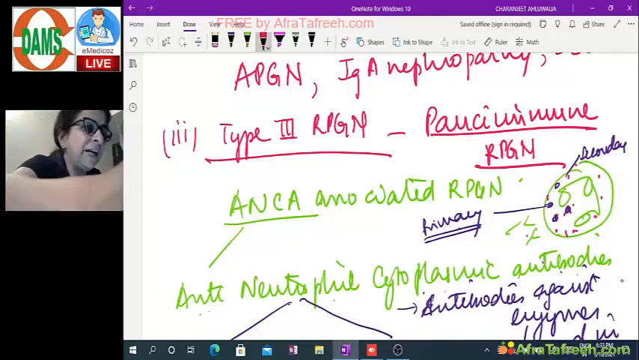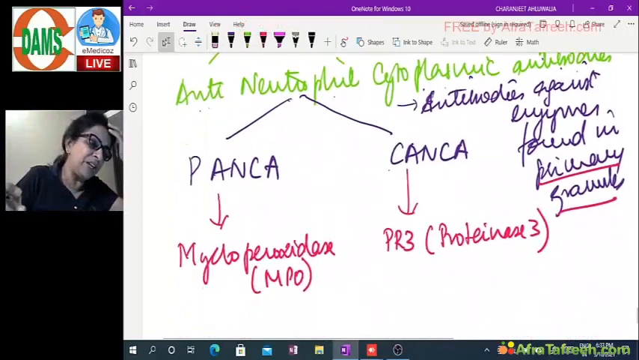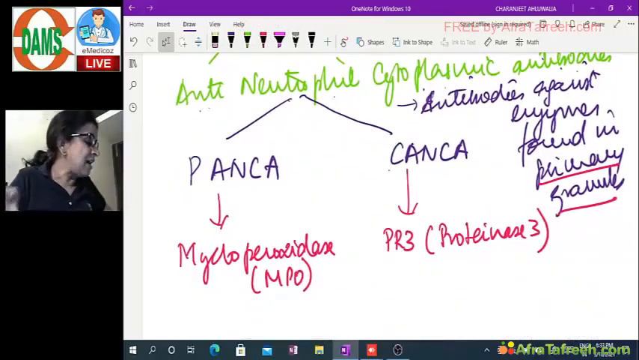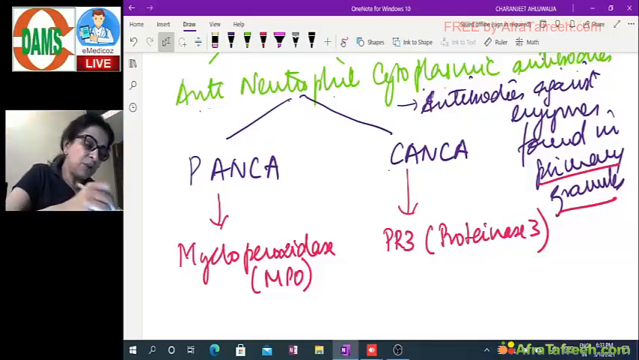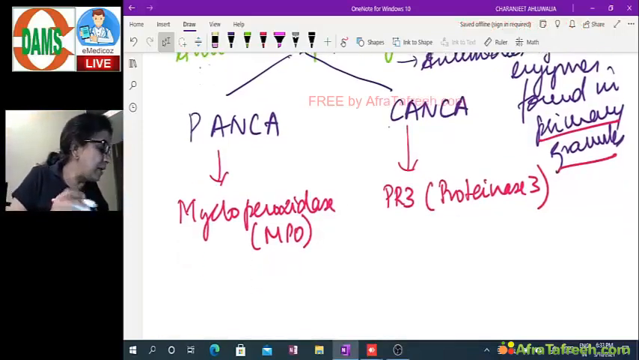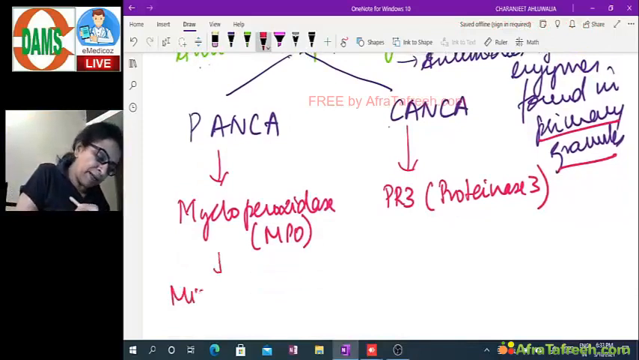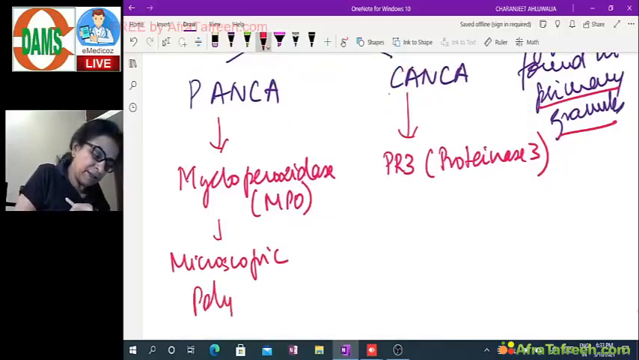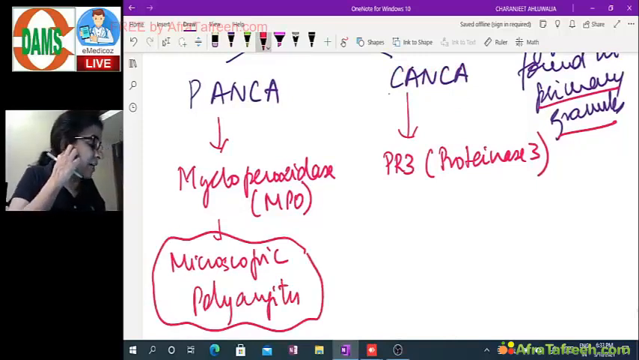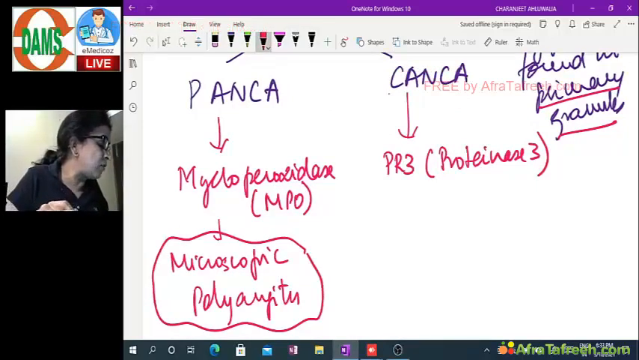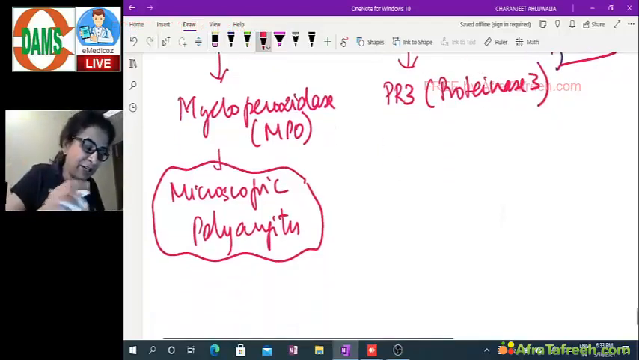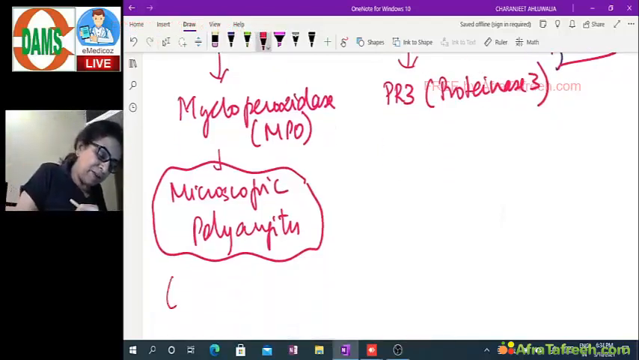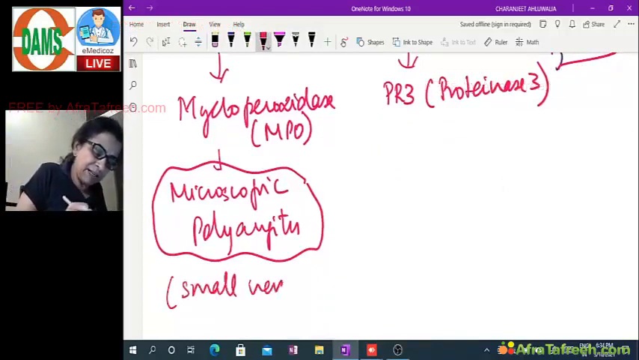So in type 3 RPGN, what do you find? People with type 3 RPGN have ANCAs. ANCAs go and damage the kidney. P-ANCAs are found in patients with microscopic polyangiitis. Microscopic polyangiitis is an inflammation of small vessels of the kidney. So it's a small vessel vasculitis.